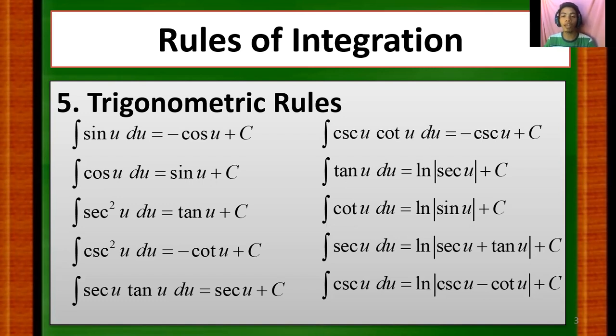If the given is the integral of tangent u du, that is equal to the ln of secant u plus c. If the given is the integral of cotangent u du, that is equal to ln of sine u plus c. If we have the integral of secant u du, that is equal to the ln of secant u plus tangent u plus c. If the given is the integral of cosecant u du, that is equal to ln of cosecant u minus cotangent u plus c.